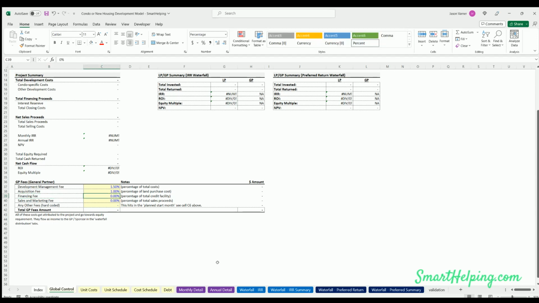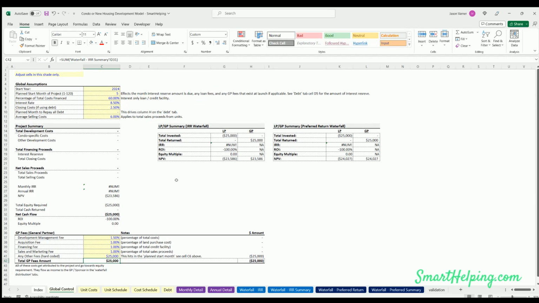Financing fee is going to be a percentage of the total credit facility based on the total draws. Let's say maybe 1% on that. Sales and marketing fee you might be charging, and then also just any other hard-coded fees you're charging. In this, whatever you put in here, let's say 25,000. This is also going to happen on this month you put up here. Whatever month that is, that's when this cost happens.